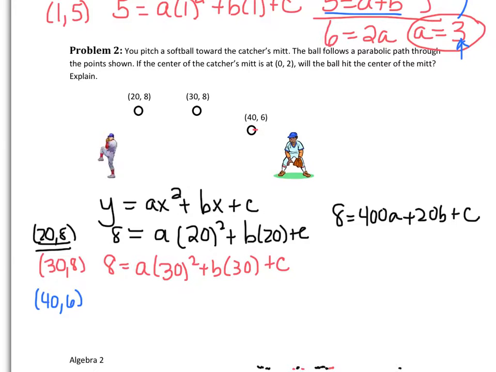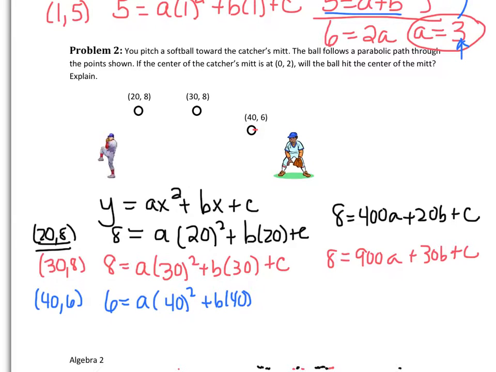And as I clean that up, I'm going to get 8 = 900a + 30b + c. And then the last equation, y is 6 and x is 40. So we replace x and y, clean that up, and you're going to get 6 = 1600a + 40b + c.